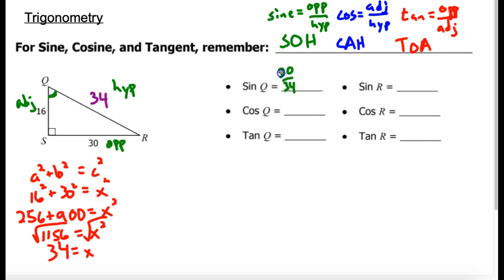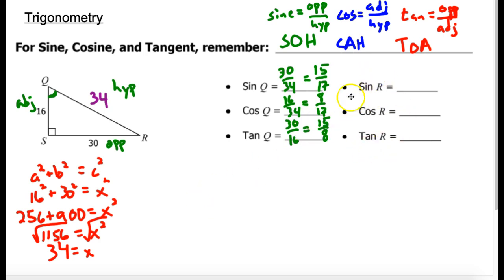Now, we do want to reduce as far as we can. So both of these are divisible by 2. That would reduce to 15 over 17. Cosine is adjacent over hypotenuse, so that'll be 16 over 34. And again, reduce, both of these are divisible by 2, so that'll be 8 over 17. And tangent is opposite over adjacent, so 30 over 16. And again, that will reduce to 15 over 8.